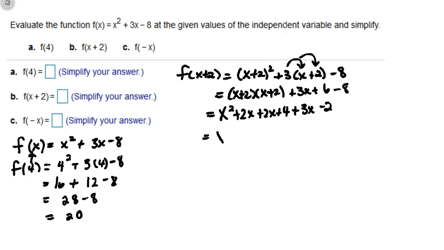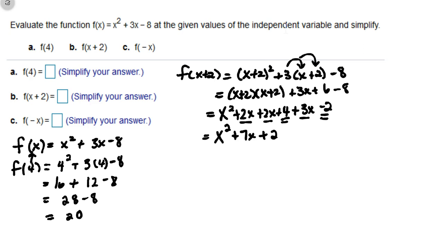I'll combine like terms. Carry down the x squared. I've got 2x, and 2x is 4x. Another 3x, that would be 7x. And then the 4 minus 2 would give me a plus 2. So that's f of x plus 2 is x squared plus 7x plus 2.